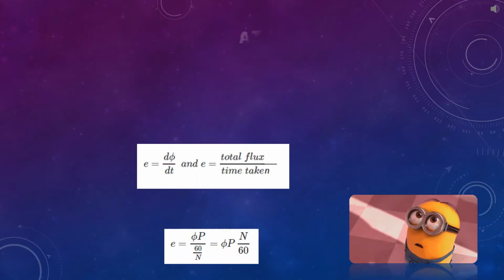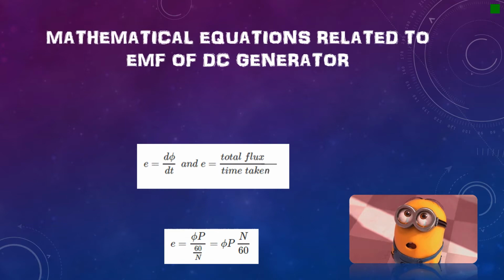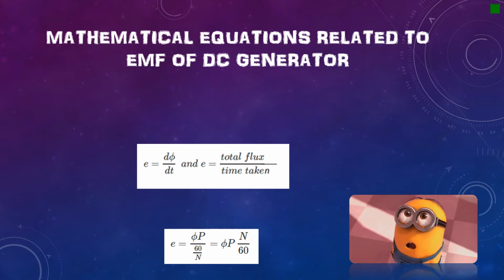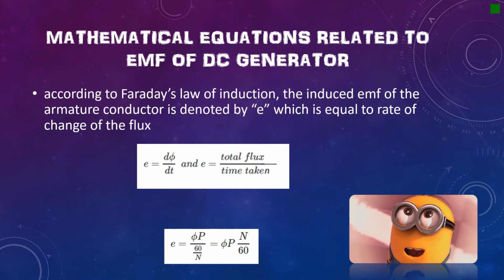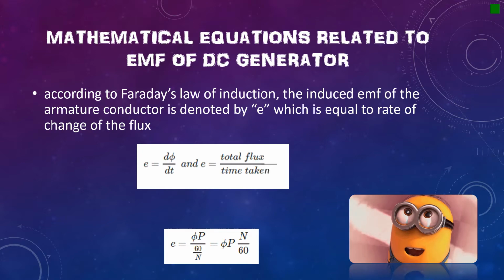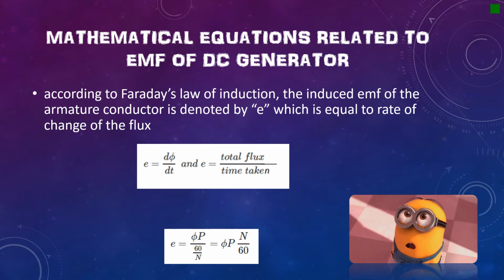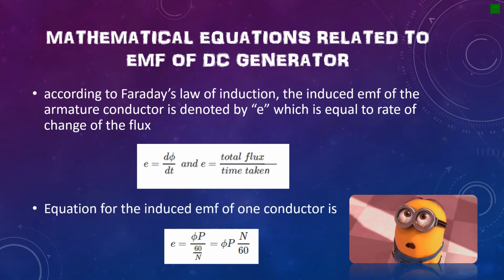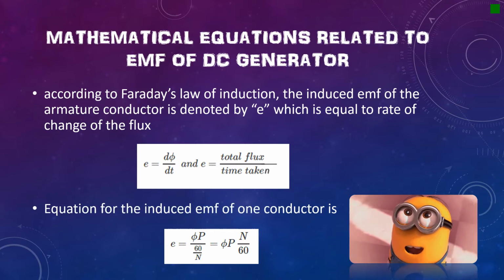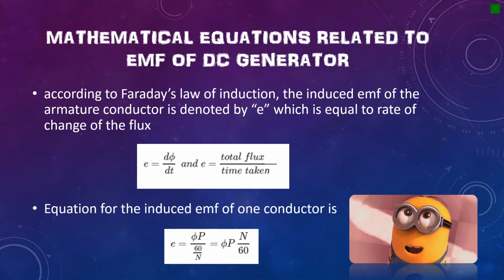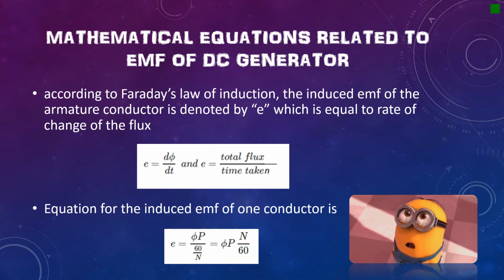Thank you. Moving on, we are going to talk about the mathematical equations related to EMF of DC generator. According to Faraday's law of induction, the induced EMF of the armature conductor is denoted by E, which is equal to rate of change of the flux. Equation for the induced EMF of one conductor is E equals to phi p multiplied by N over 60.